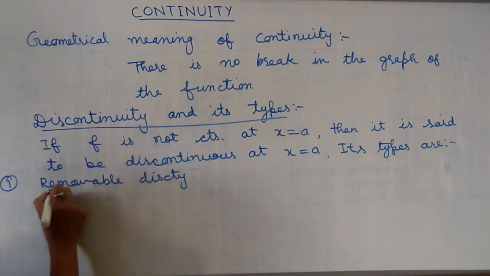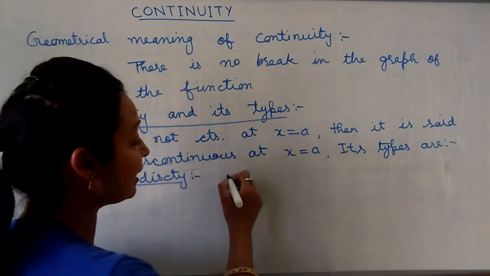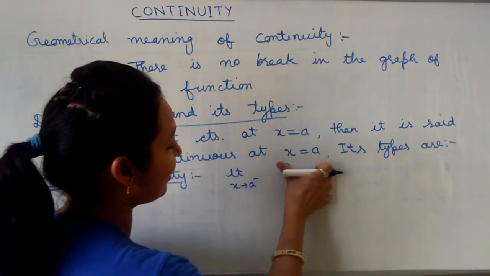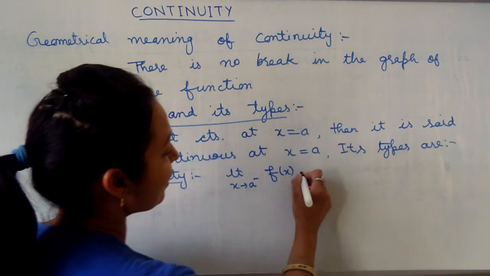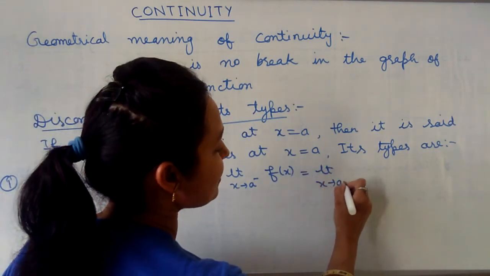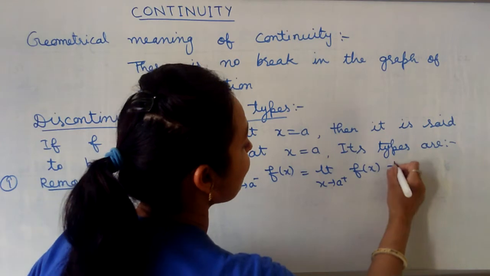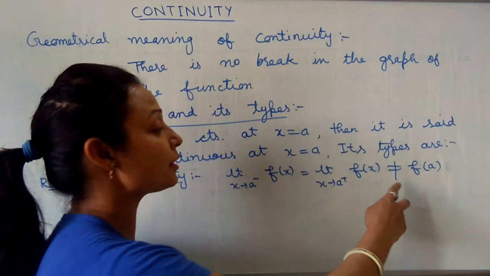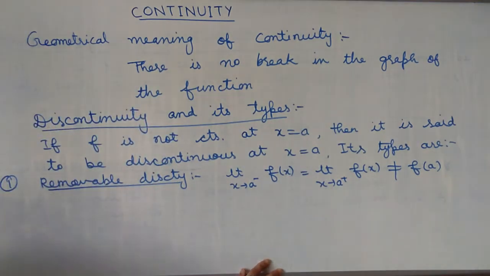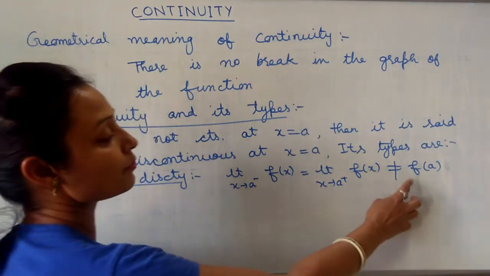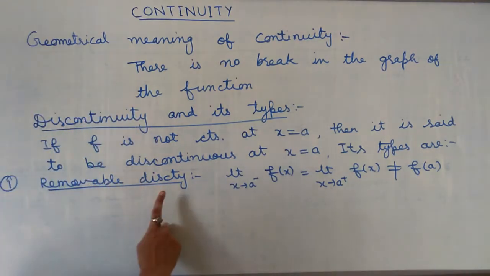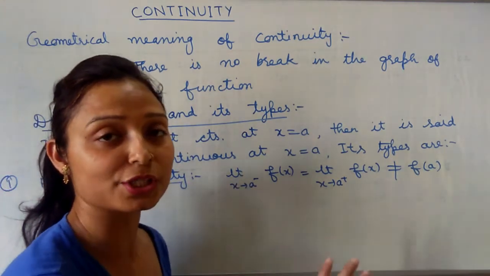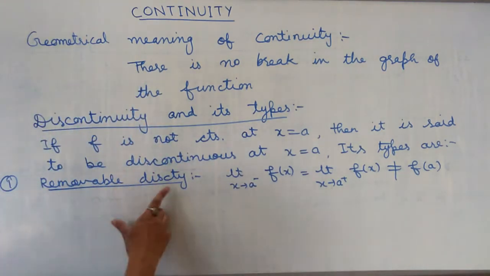I will write the short form of discontinuity. Removable: when the limit as x approaches a from the left, f(x), equals the limit as x approaches a from the right, f(x), but it does not equal f(a), the third property, then we can say that it is a removable discontinuity. By changing the number we can equate the function. That's why it is known as removable discontinuity.